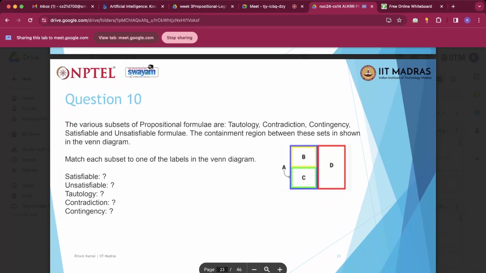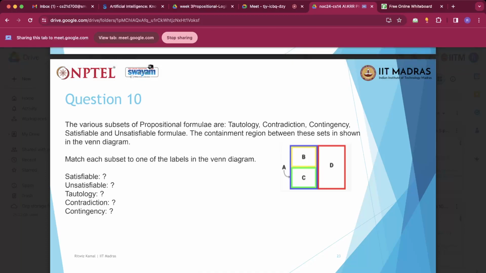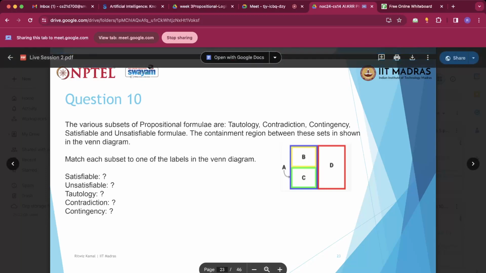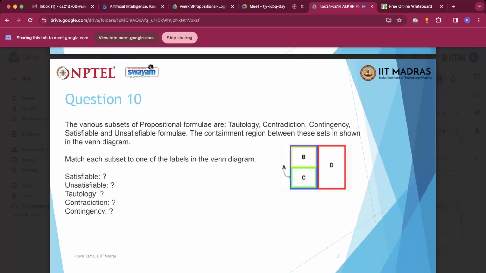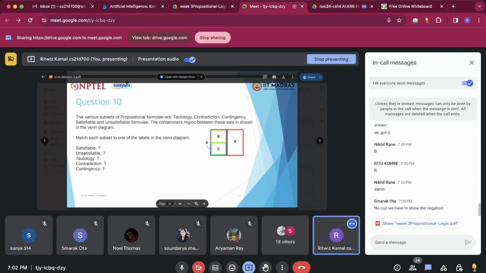Okay, so this diagram over here, this small diagram consisting of A, B, C, and D, is like a Venn diagram. Okay, and this represents different subsets of the propositional formula. Some of these are representing tautology, some contradiction, some contingency, some satisfiable, and some unsatisfiable formula. We have to assign which of these four regions A, B, C, and D correspond to which of these cases. Okay, so I'll let you think for a while.